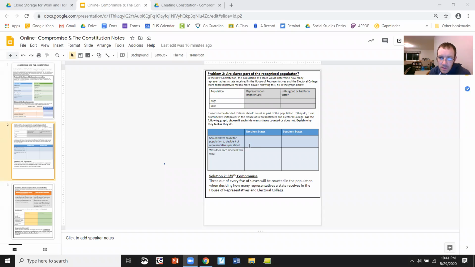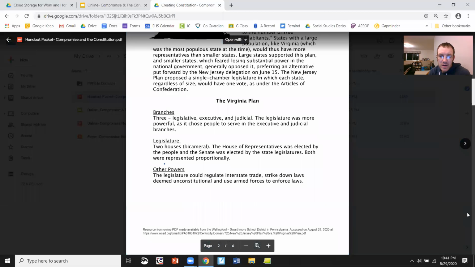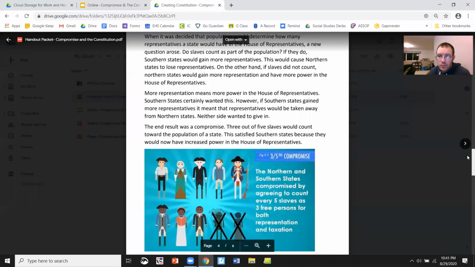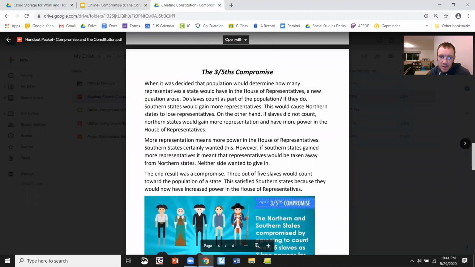So, should slaves count for population to decide the number of representatives per state? Is the North saying yes or no? Slaves should count or they should not? And then why do they feel that way? Is the Southern state saying yes or no? And why do they feel that way? So take a minute there. If you have a hard time understanding right now, go back in the video, or else you can simply look at the handout sheet again. And let me find it here. Yeah, read a little bit here and that'll tell you what happens.